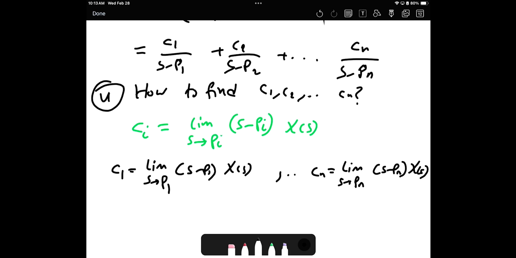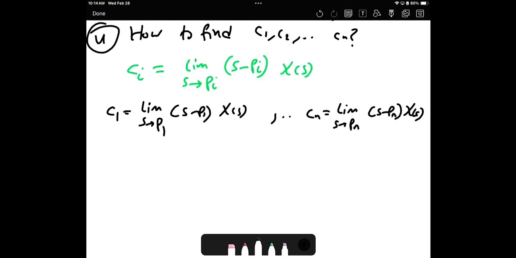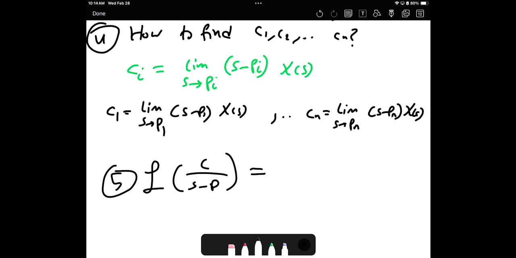Then we calculated c. If we can calculate all of the c's and split this function into partial fraction expansion, then we can do the Laplace inverse easily, because the Laplace inverse of, for example, c over s minus p is equal to c e^(pt) u(t). That's it. Okay? That's based on our answers.